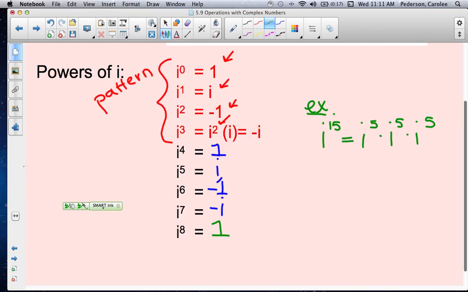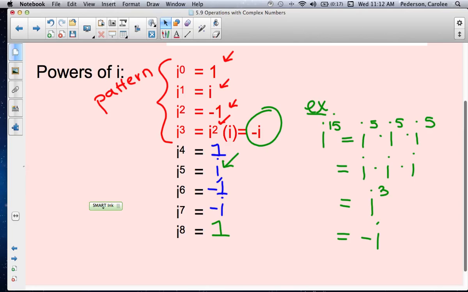And then look at my value for 5. i to the 5 is i times i, which is i cubed. Now look over at i cubed. i cubed is -i. So that would be my final answer.